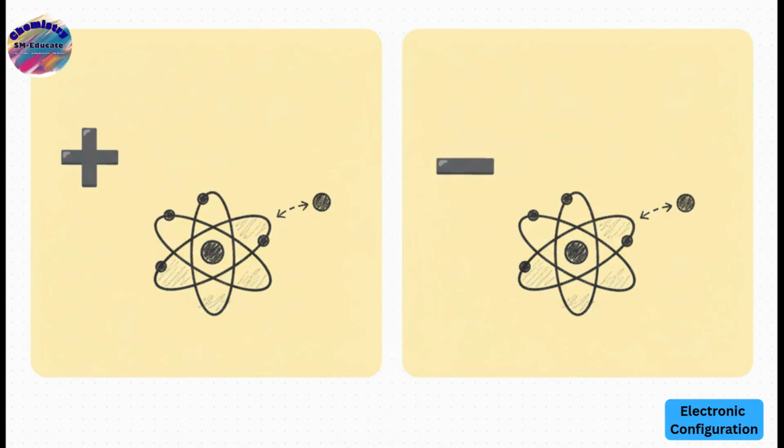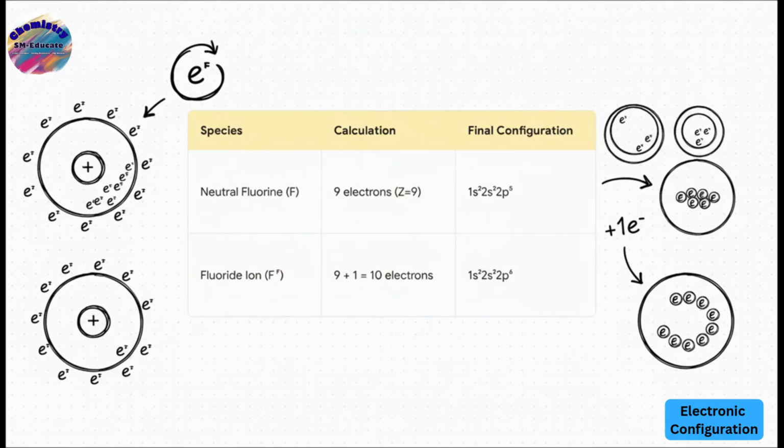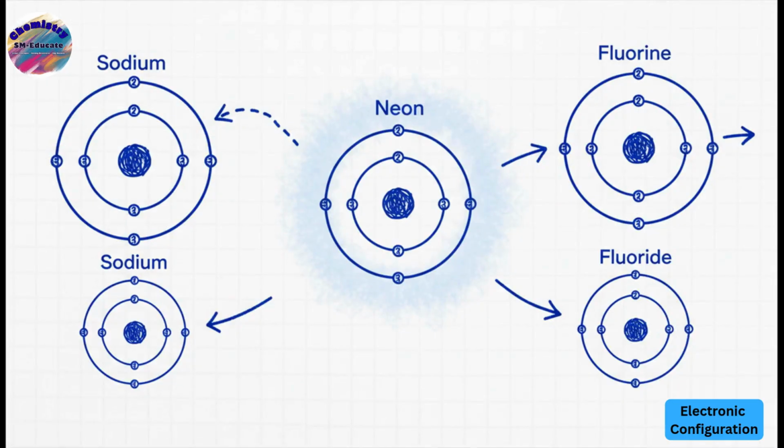Then you have anions, which are negative. They've gained extra electrons. So for them, you add the charge to the atomic number. It's that simple. This is a perfect example. Let's look at fluorine. A normal neutral fluorine atom has 9 electrons, which you can see in its configuration. But when it becomes the fluoride ion with a -1 charge, that means it has gained 1 electron. So we just add 1 to its count, giving it a total of 10. And that extra electron fills up its outer shell completely, changing the configuration from 2p⁵ to the much more stable 2p⁶.